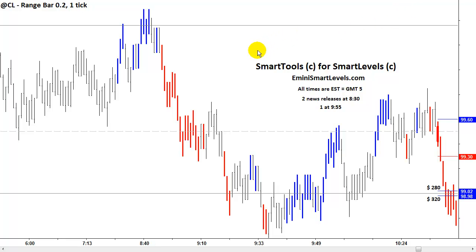Hello everyone, and welcome to this crude oil futures review using SmartTools for SmartLevels. The chart is a 0.2 range bar chart based on tick data, and the black bars from the beginning of the chart represent the overnight trading activity.